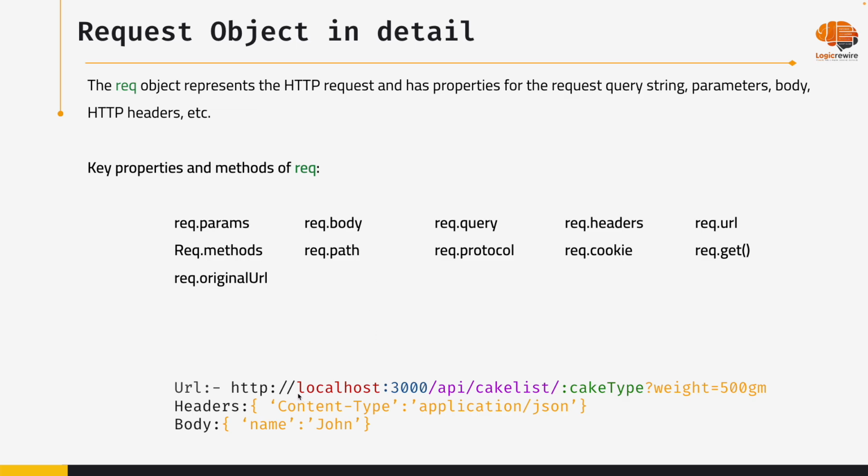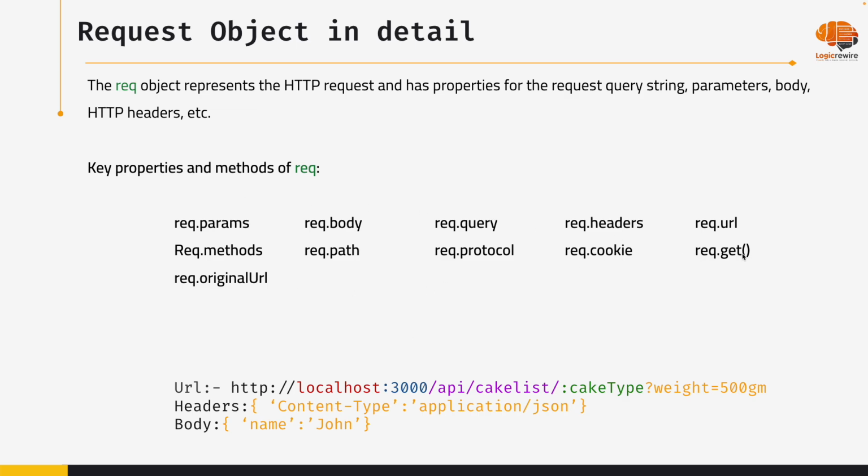If you want to understand the path, the path is basically this API/cakelist, and that path you can get using REQ.path. If you want to get which protocol it's calling, either HTTP or HTTPS, you can get it using REQ.protocol. These are all the helper properties and methods of the server to get data from the client, to receive data from the client, because the client will send data in all these ways, and then the server can capture each piece of the data with these properties and methods.